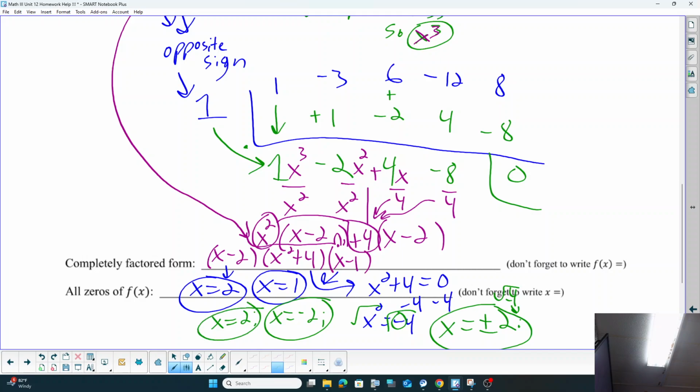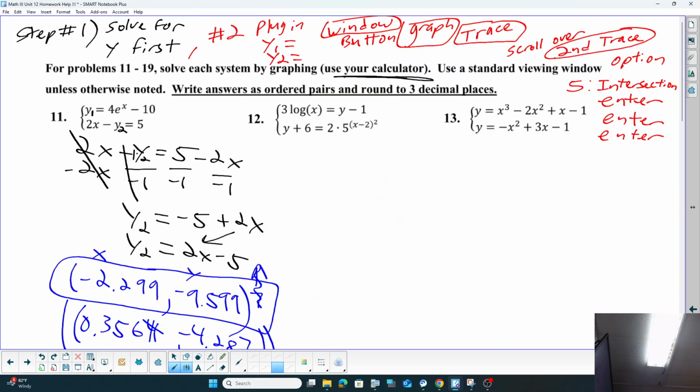So don't forget to do synthetic division. Yeah, so now we're going to jump to the other side where we're doing intersection.